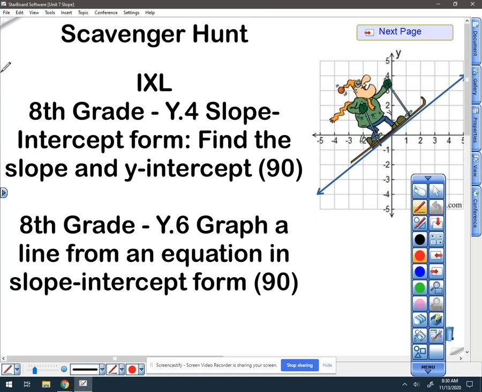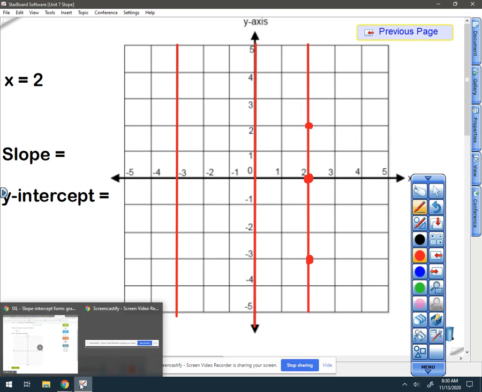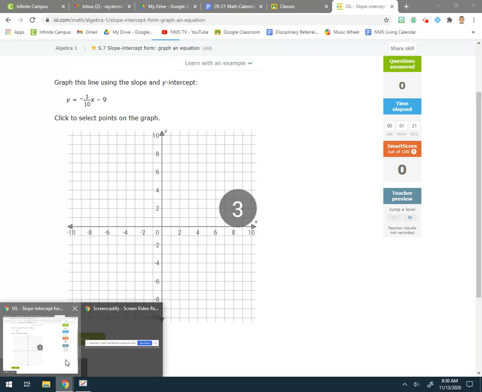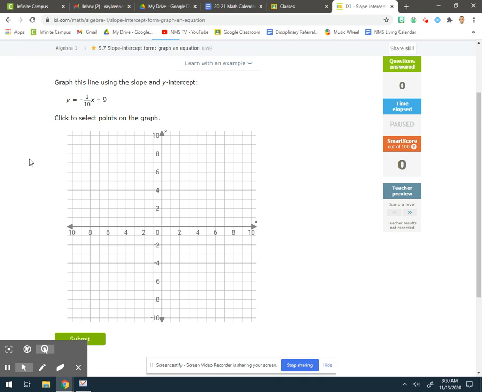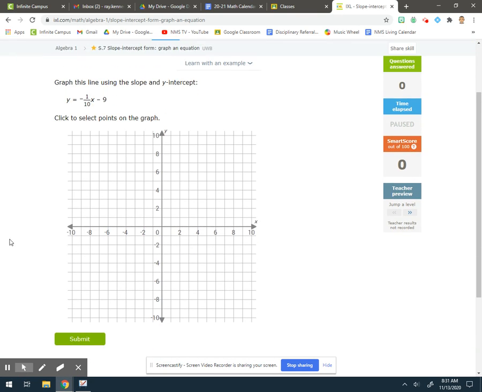All right. Let me X out of that. You're not going to do that assignment. So switch over to our IXL. You're going to be doing Algebra 1, so you're going to go to Algebra 1 instead of 8th grade. Algebra 1 S7, which is slope-intercept form, graph an equation. So here would be your graph, and here's your equation.